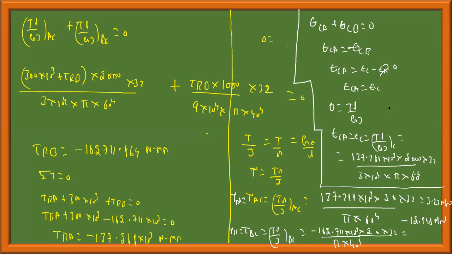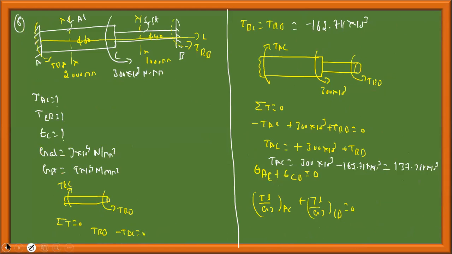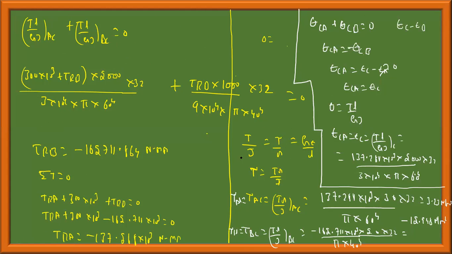Are you able to understand? Either you can take theta CB. Theta CB also is one and the same, theta C minus theta B. Theta B is 0. Therefore, we will get theta C only.